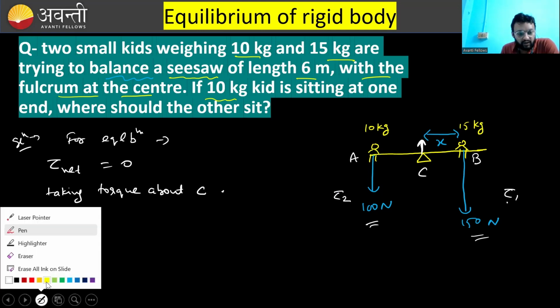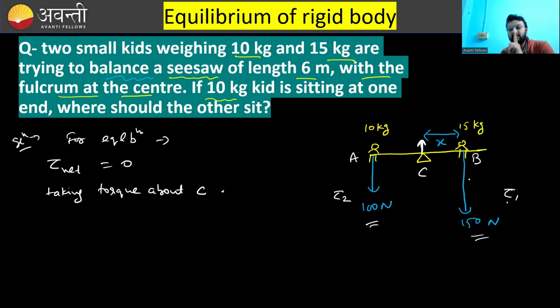Now, if I take the torque about C, can you see that? Just look at that. The 150 Newton force, where will it rotate the seesaw? It will rotate in this direction, which is the clockwise direction. So this torque is going to be positive, as we have studied. And this 100 Newton force will rotate the seesaw in the anti-clockwise direction, so anti-clockwise torque we are going to take as negative.